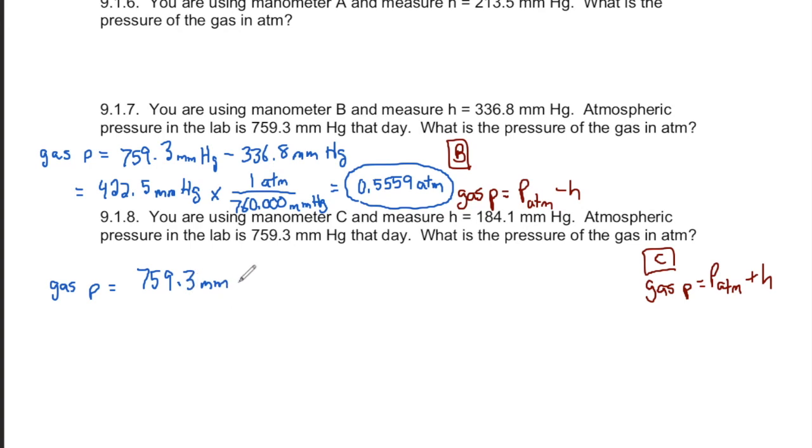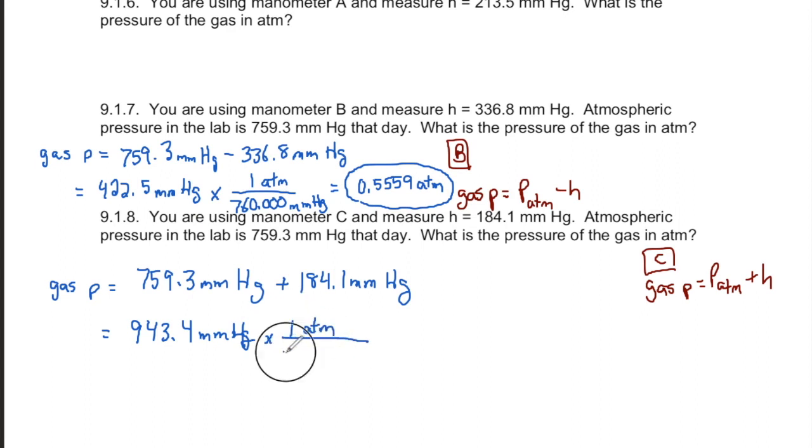So on that same day, with that 759.3 millimeters of mercury atmospheric pressure, we have another gas sample, and that one is higher than the atmospheric pressure by 184.1 millimeters of mercury. So that makes it 943.4 millimeters of mercury. And then when we convert that to atmospheres, we get 1.241 atmospheres of pressure.